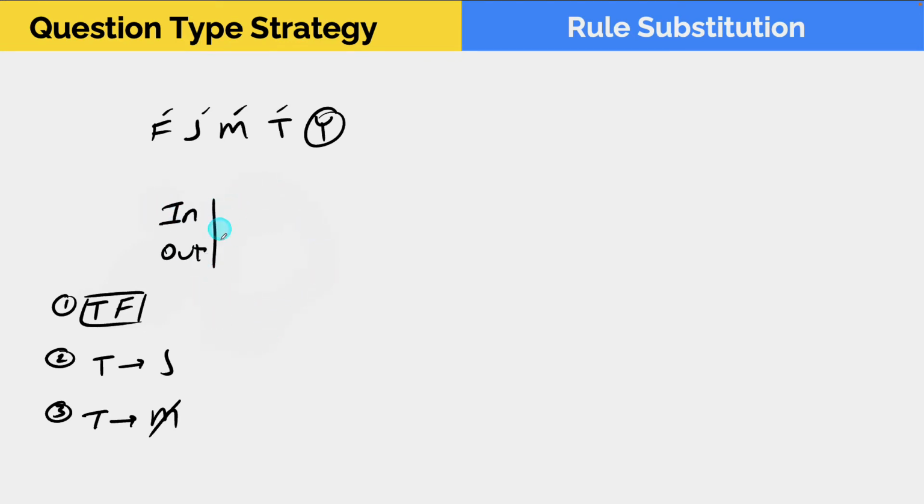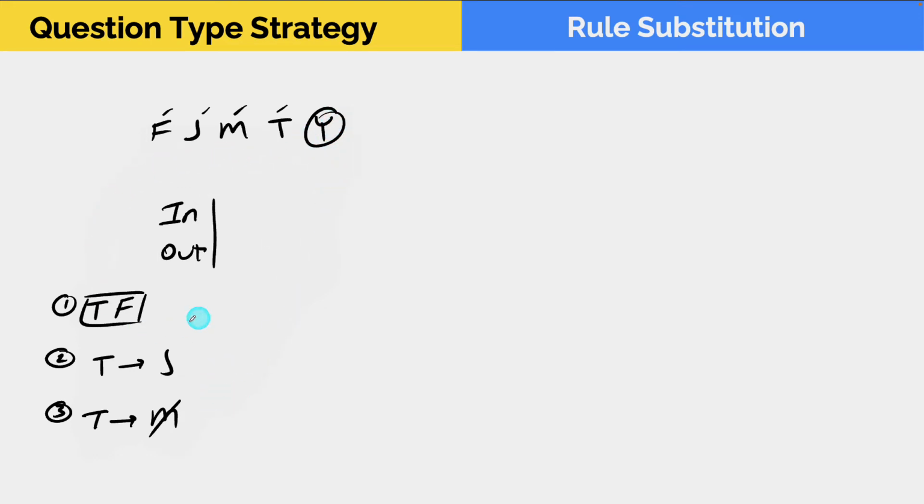Here we have an in and out game where we have 5 different variables. The first rule says that if T is selected, then F is selected, and also vice versa. And so basically, they're always either going to be together in the in group or together in the out group. We also have a rule that says if T is selected, then J must be selected in the in group as well. And then the final rule says if T is selected, then M cannot be selected. The Y is a free agent variable.